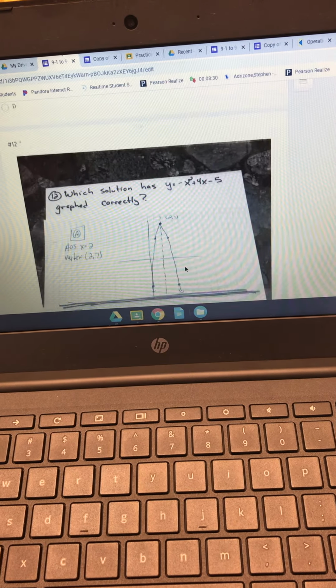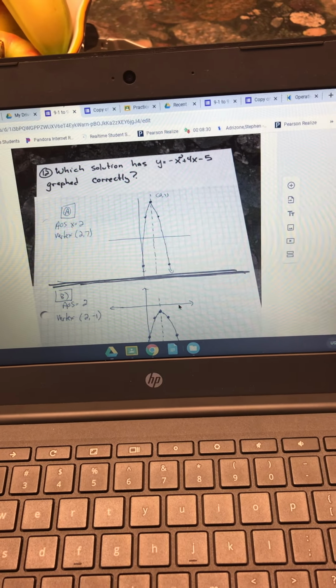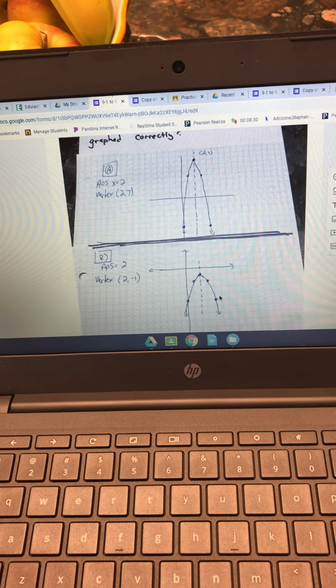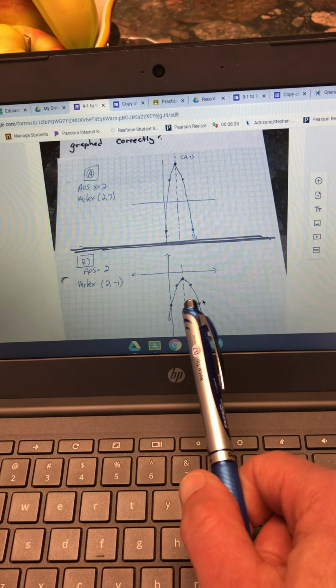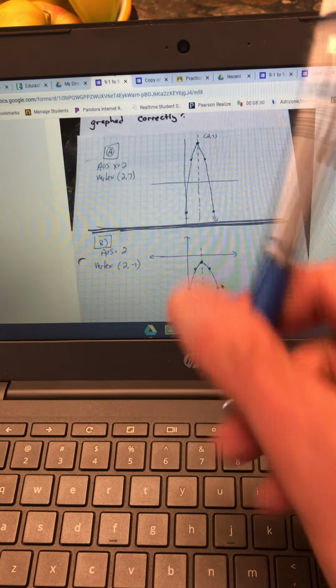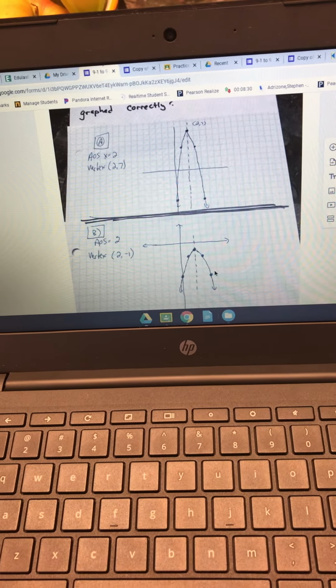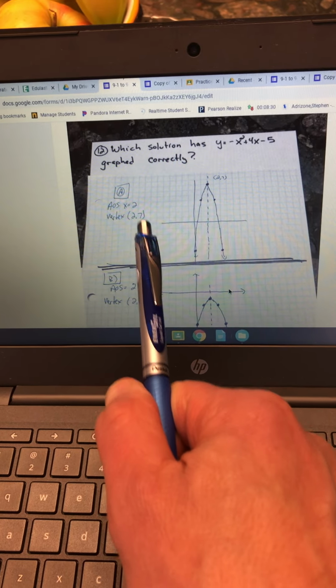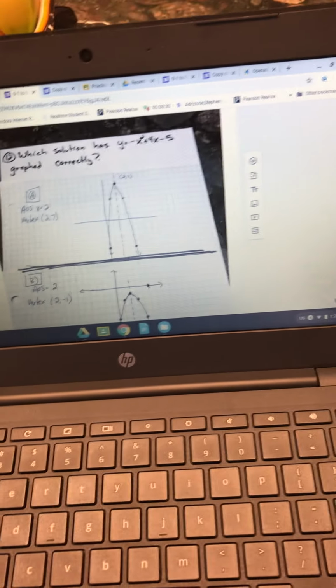And the last question, I believe 12: which solution is graphed correctly? Is it A or B? As I look at this, if I just find the vertex, it's going to tell me which one is right and which is wrong, because the vertices are different. It looks like the opposite of b over 2a is the same, but when they plugged in 2, one got 7 and the other got negative 1.